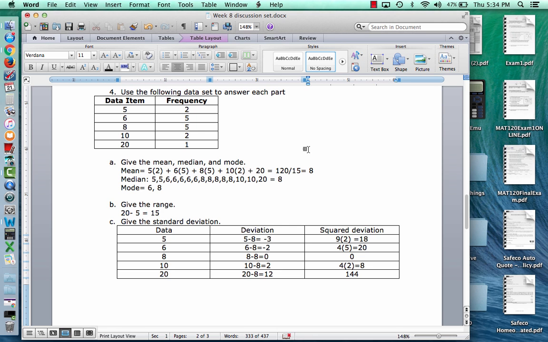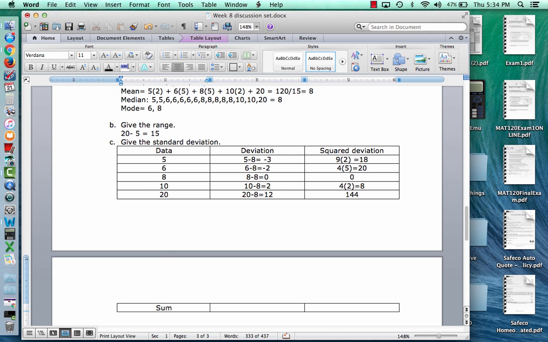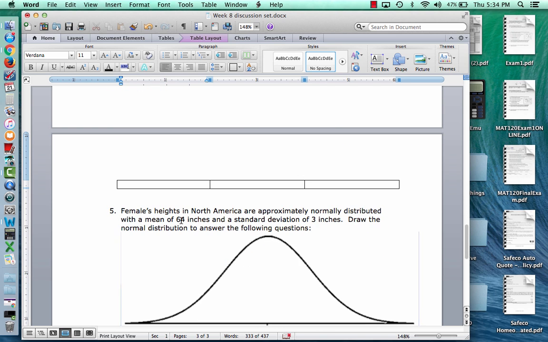Okay, so now I got to add up the squared deviations. So 18 plus 20 plus 8 plus 144 gives me a sum of, I don't even know how to get out of this box here. Sorry about this. Okay, sum of what was it again?